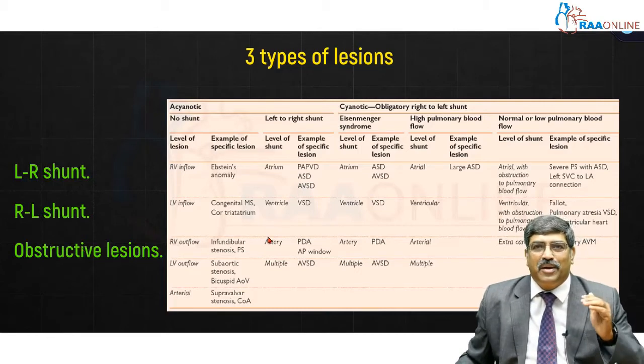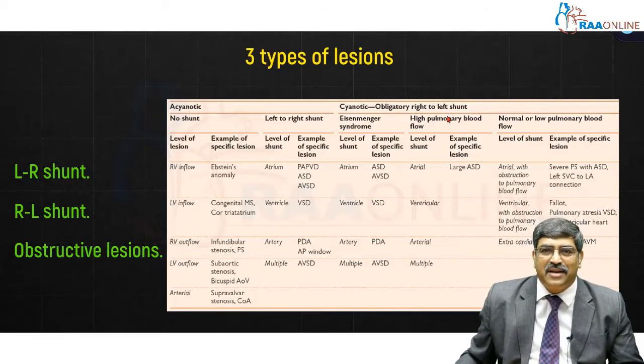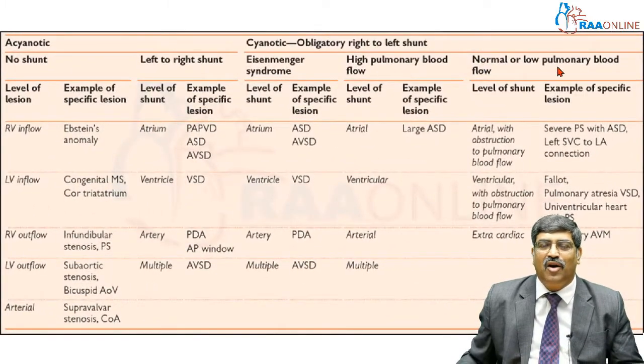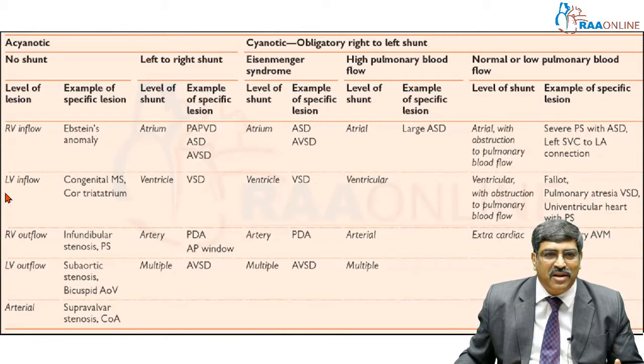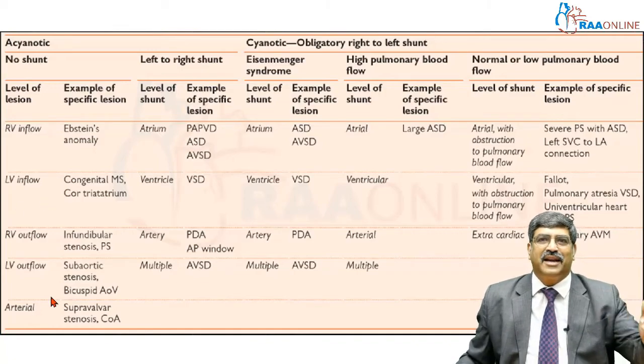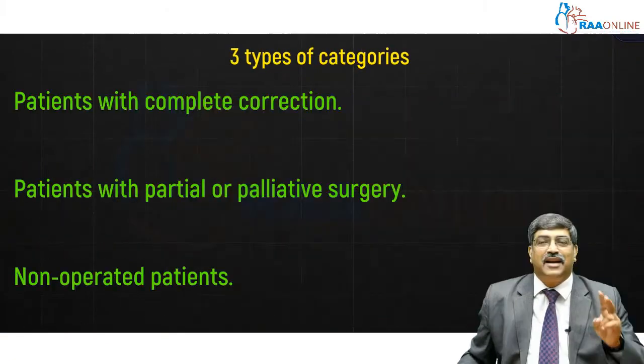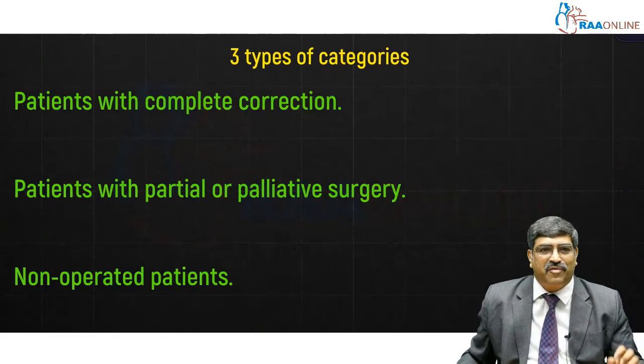With regard to pulmonary blood flow, another 3 types. It can be high, normal or low pulmonary blood flow. And another way to look at congenital heart disease is the ventricle and great vessels. You can look at the inflow of the ventricle, outflow of the ventricle or the great vessels relationship. It can be classified into 3 types of categories.